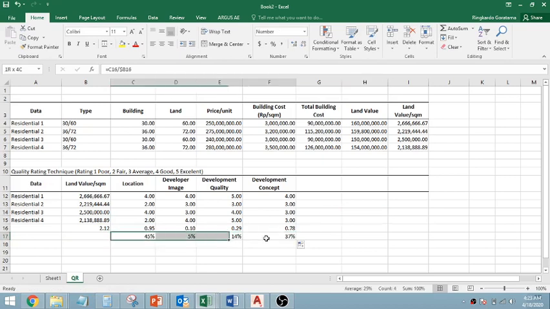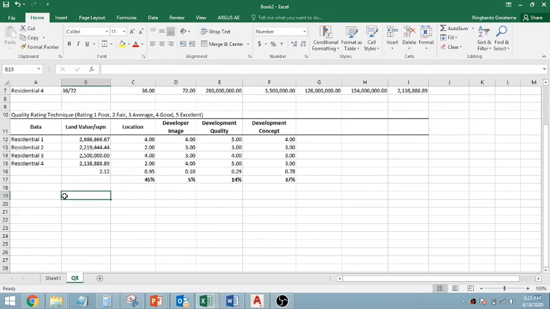Based on this analysis, we get that the location has the weight 45%, developer image 5%, development quality 14%, and developer concept 37%. So the biggest weight is in location. We can say that location is the most important and has the most relation with the pricing. So if the location is good, the pricing also becomes more expensive.